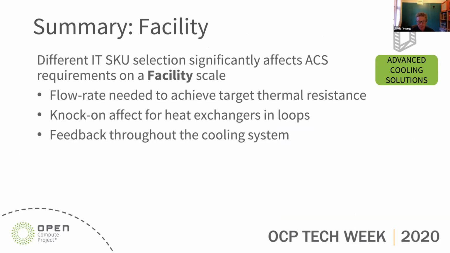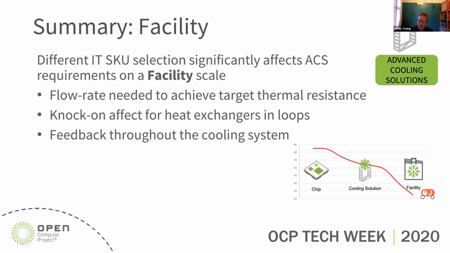So at the facilities scale, hopefully those illustrations have helped to show how the flow rate needed to achieve thermal resistance targets has a knock-on effect, not only at the heatsink scale local to the processor, it also has an effect on the heat exchanger, and therefore feeds back and affects the temperature across the whole system. And that's the end of the journey that we've taken.